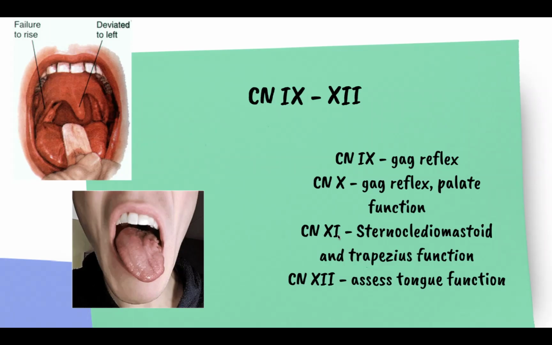Cranial nerve 11, the accessory nerve, supplies some of our shoulder muscles, sternocleidomastoid and trapezius. So I try to get the patient to shrug their shoulders up and turn their head to one side to test that function.